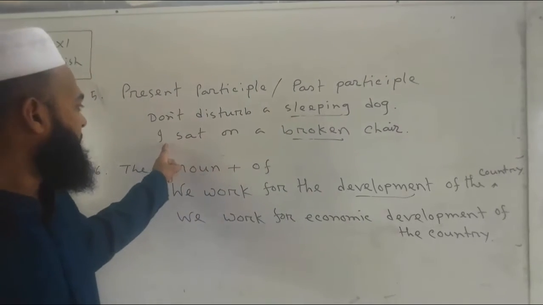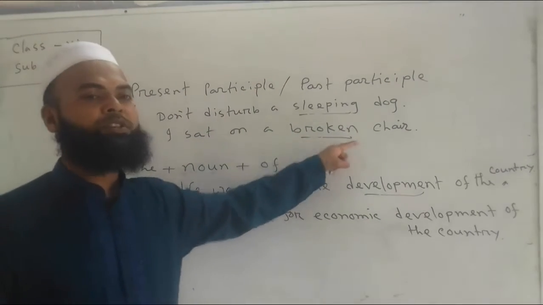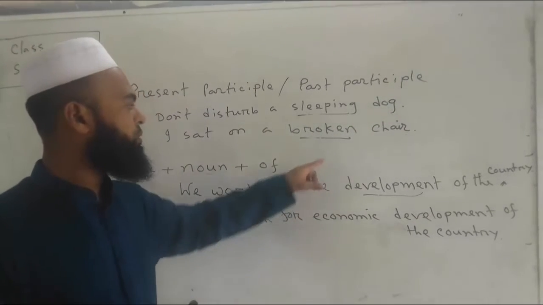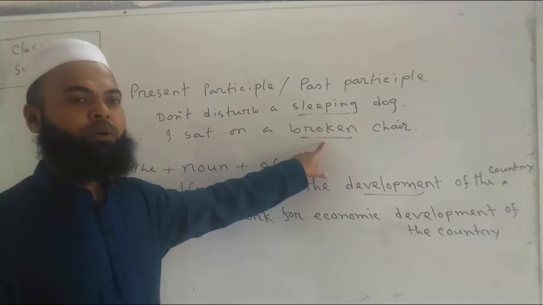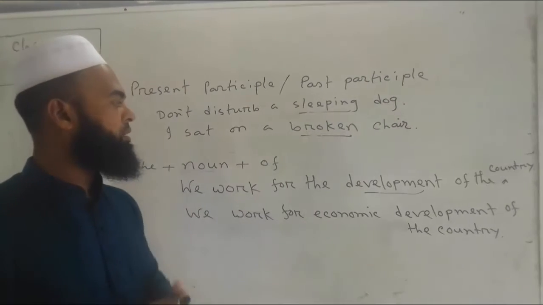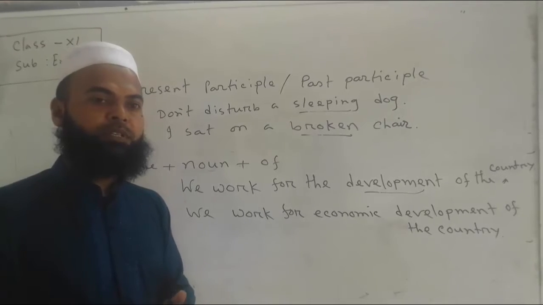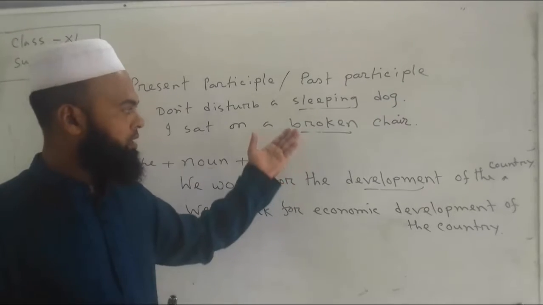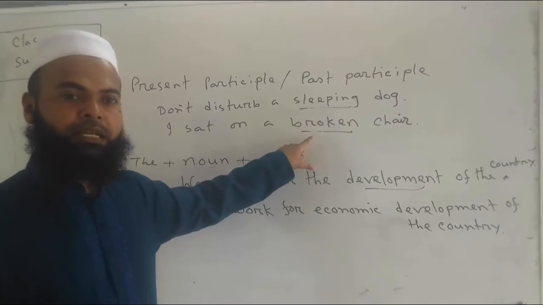Next example: I sat on a broken chair. What type of chair? A broken chair. So here we see the past participle works as an adjective. So I can say that participles are used in a sentence here as adjectives.